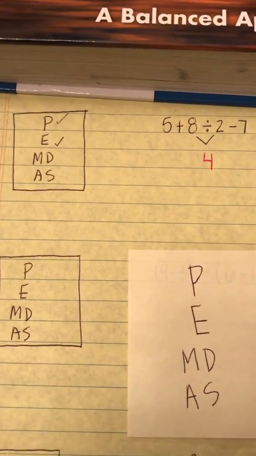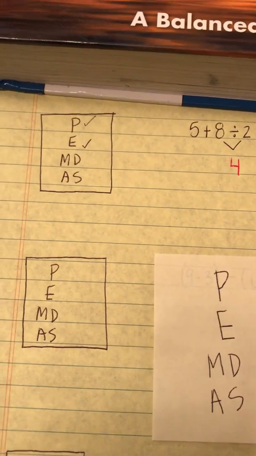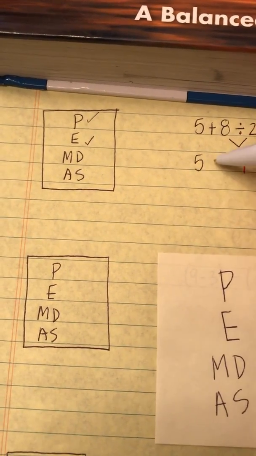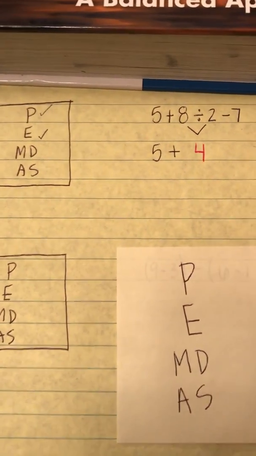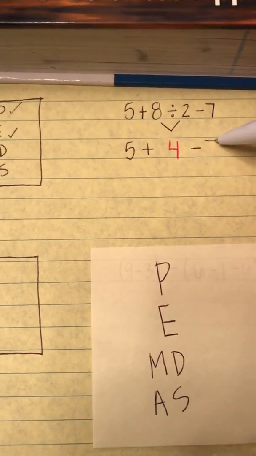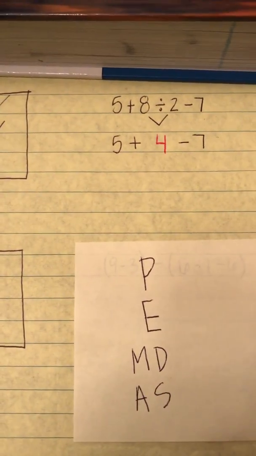And then this is the tricky part. You're going to rewrite everything else that hasn't been used. So I didn't use the 5. I didn't use the addition sign. I didn't use the subtraction. And I didn't use the 7.